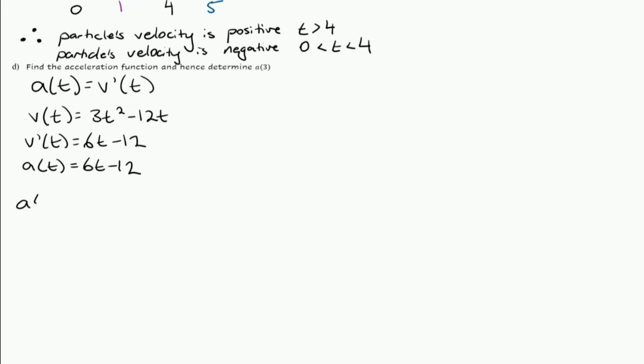When it is at the point time equal to 3, I'm going to have 6 times 3 take 12. 6 times 3 is 18, take away 12, which means that 18 take 12 is 6 meters per second to the power of minus 2. So at the point when my time is equal to 3, I can say that my acceleration is actually positive.